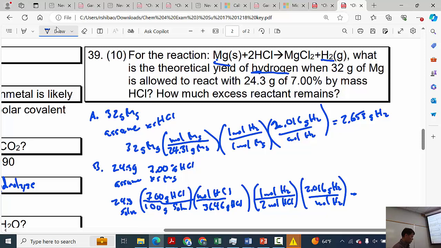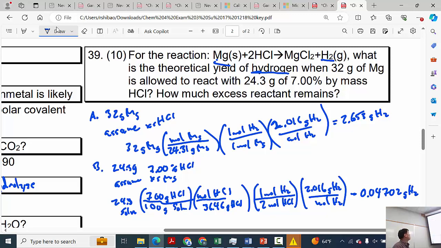All right, so let's take a look. 24.3 times 7 divided by 100 divided by 36.46 divided by 2, or not divided by, multiplied by 2.016. And I get 0.04702 grams hydrogen.